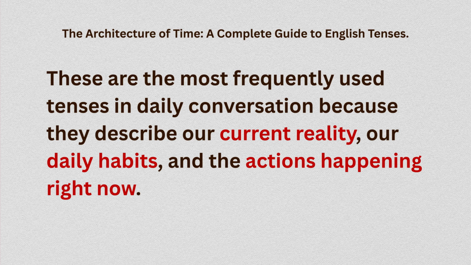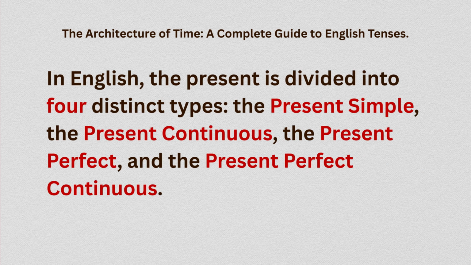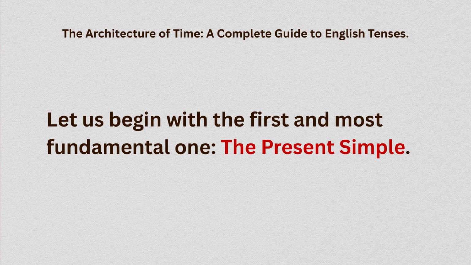These are the most frequently used tenses in daily conversation because they describe our current reality, our daily habits, and the actions happening right now. In English, the present is divided into 4 distinct types: the present simple, the present continuous, the present perfect, and the present perfect continuous. Let us begin with the first and most fundamental one: the present simple.